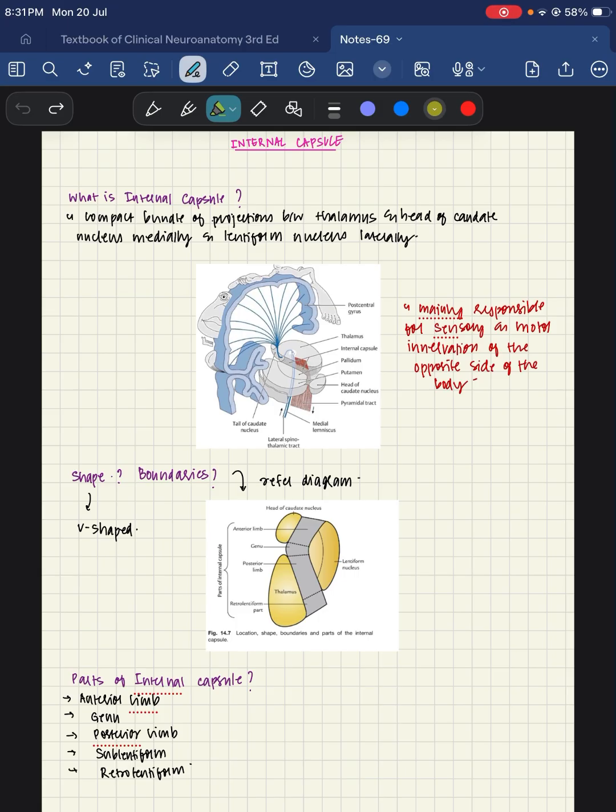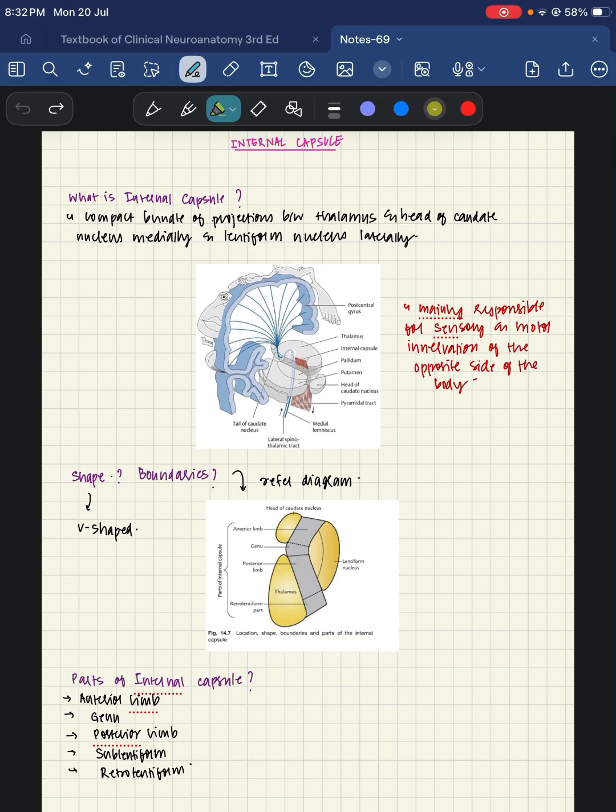The relations and all, those are also parts of the internal capsule. They can all be asked. So I would recommend you watch this video to help in your revision. You can watch it at 1.5x or 2x, and open your neuroanatomy textbook, whichever you refer. I have referred Vishram Singh in this. You can refer whatever you want, open it side by side and highlight as you listen.